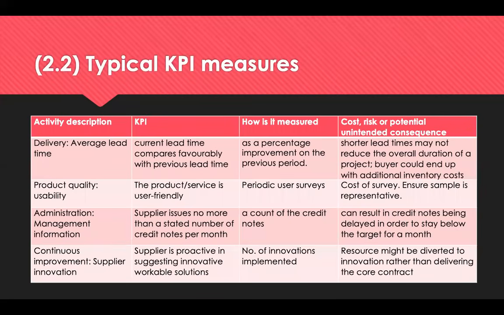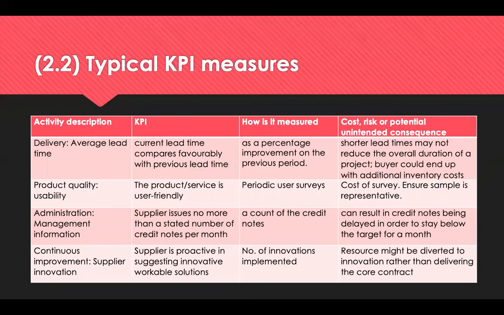Now here you can see an example of different categories that are used that may accompany a KPI. So for delivery compliance, an example of a KPI for lead time could be the current lead times compare favourably with previous lead times. This is not a measure as a percentage improvement of the previous period, but do note that shorter lead times may not reduce the overall duration of a project, and the buyer could end up with an additional inventory cost if the orders are delivered before they're required.